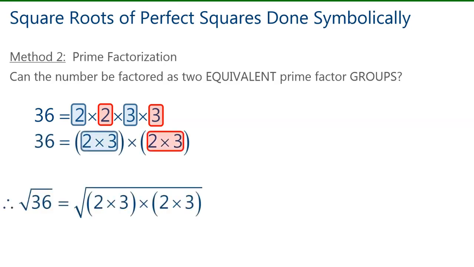So the square root of 36, which is the square root of one group of 2 times 3 times another group of 2 times 3, is a single group of 2 times 3, which is 6.